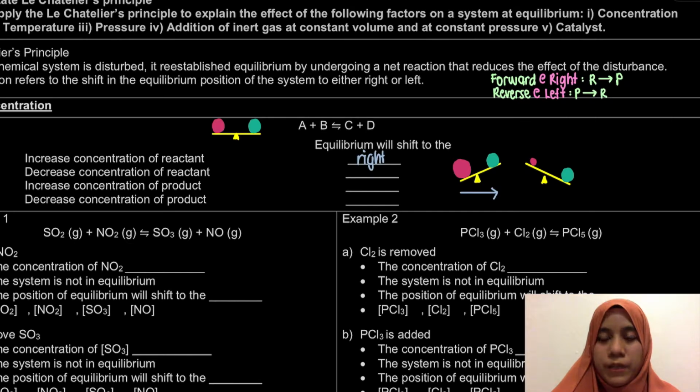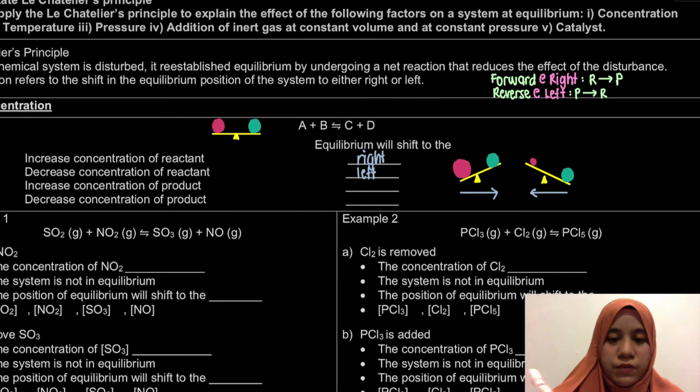Okay, so what will happen? How to make it balance? Kalau kita nak shift to the right, nanti lagilah dia jadi jatuh lagi kan? Jadi lagi straight macam ni lagi. So, how to make the seesaw balance? Dia akan shift to our left. So, kat sini dia akan ke kiri to make sure that our seesaw is balanced. So decrease the concentration of reactant, equilibrium will shift to the left.